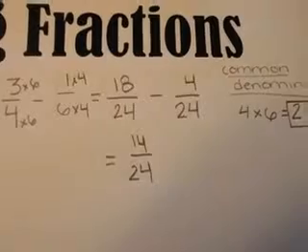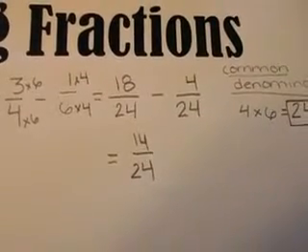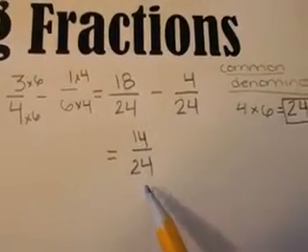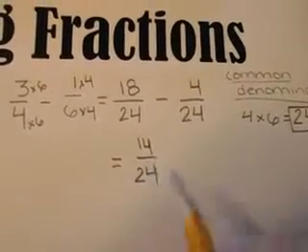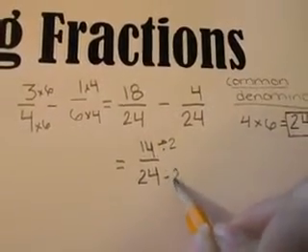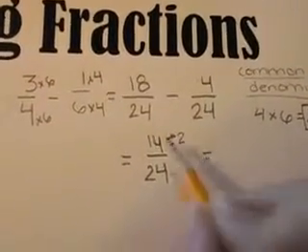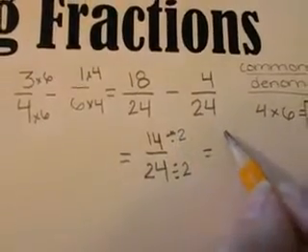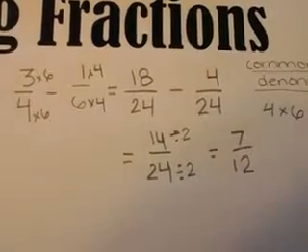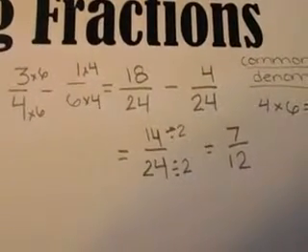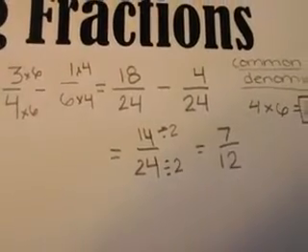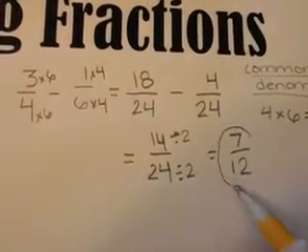Once again, my last step is to reduce. And so I'm going to pick a number I can divide both 14 and 24 by. Since they're both even, I like to start with 2. 14 divided by 2 is 7. 24 divided by 2 is 12. Now I check my answer again. There is no number I can divide both 7 and 12 by, so that is my final answer.